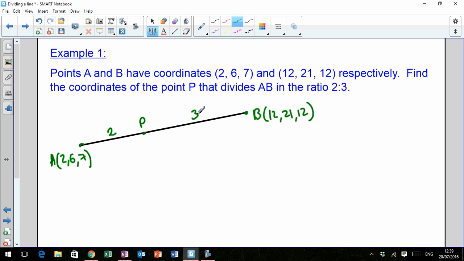Now there's a couple of different ways you can do this. There's something called the section formula that I don't use. I don't really like it that much, but other teachers will. I like to do this just from making one simple statement.